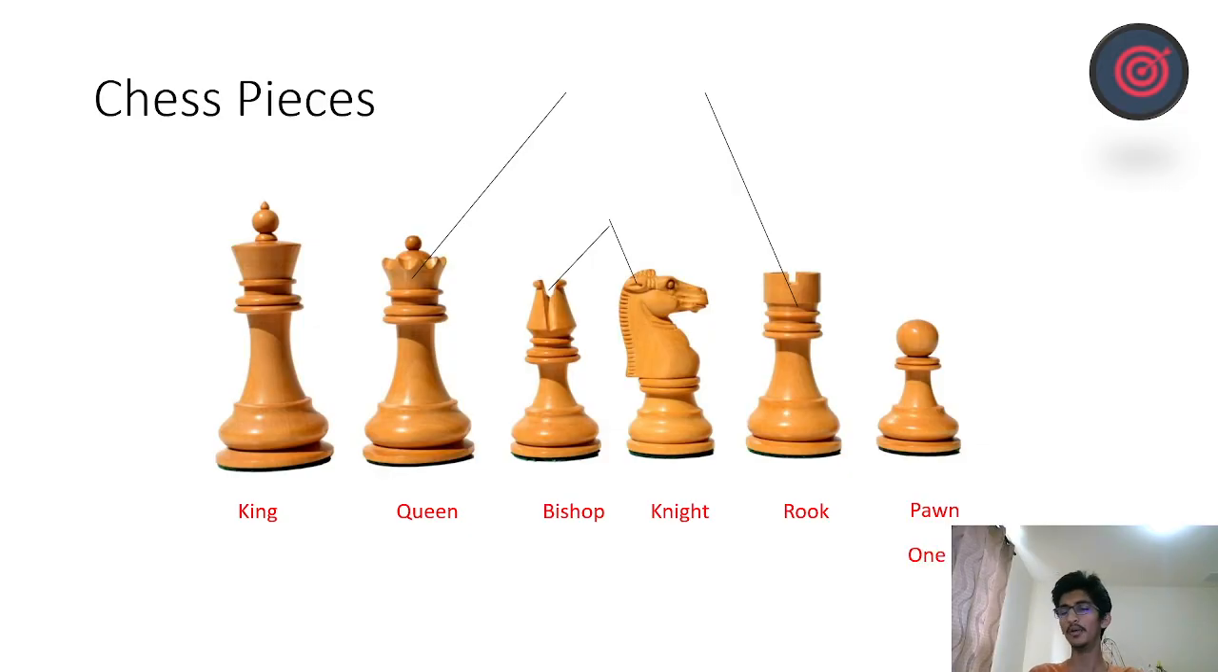So the pawn, we can think of it as having 1 point. And the pawn is like the least worthy piece or the least costly piece, however you want to think about it.